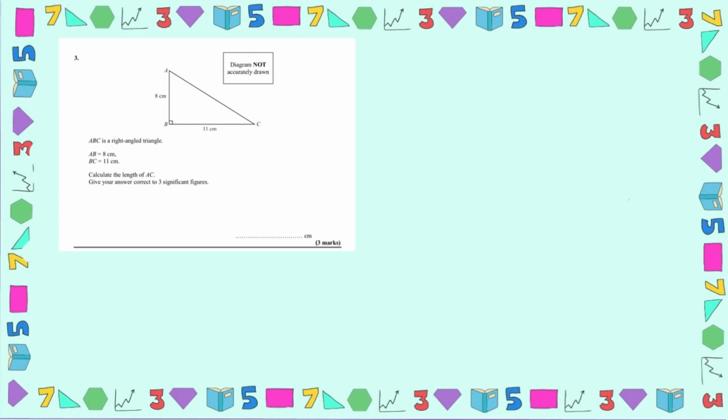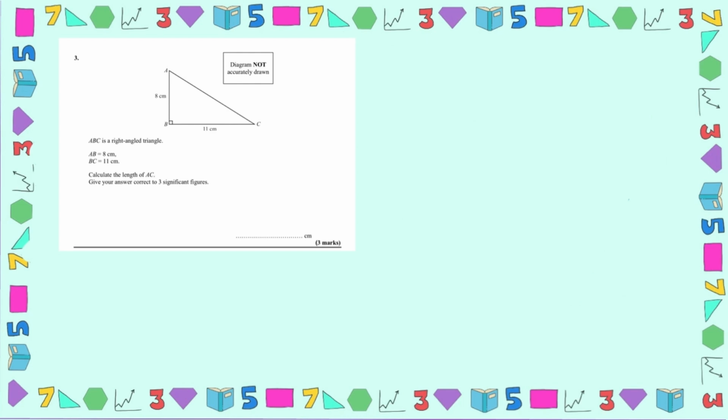Let's have a go at this exam question. ABC is a right angled triangle. A to B is 8 centimeters and B to C is 11 centimeters. Calculate the length of A to C, which is this bit here, and give your answer correct to 3 significant figures.